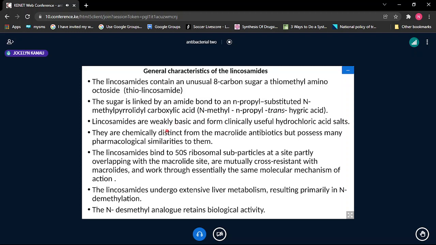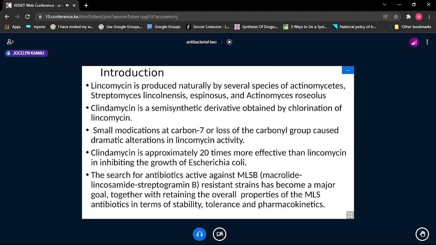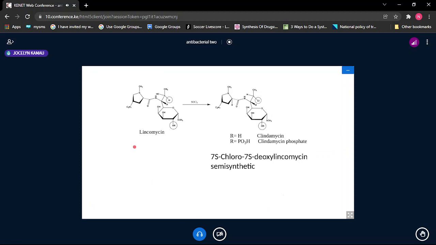The lincosamides are weakly basic and form clinically useful hydrochloric acid salts. Again, from what we have learned all along, we should be able to understand the minute you have this nitrogen there, this nitrogen is not part of an aromatic system. And because that nitrogen is not part of an aromatic system, for sure, this nitrogen can be protonated at physiological pH, or it can even be protonated through formation of hydrochloric salts.